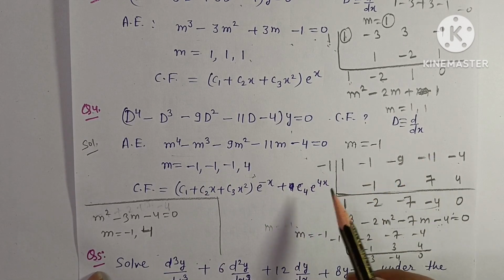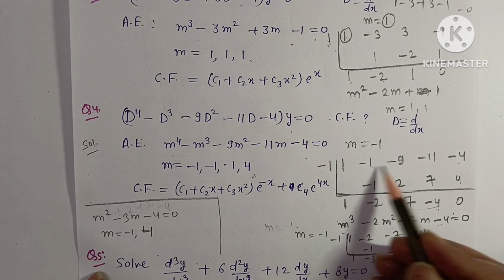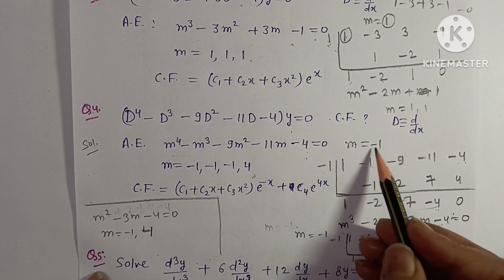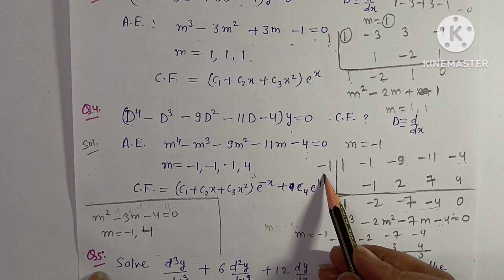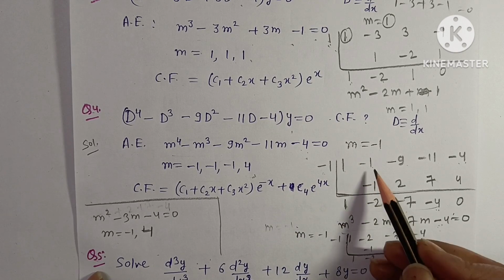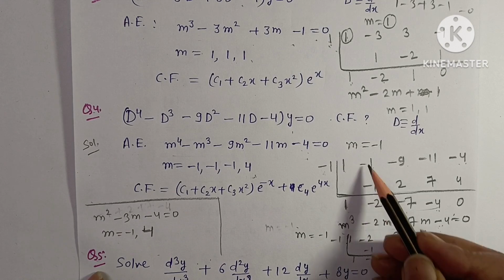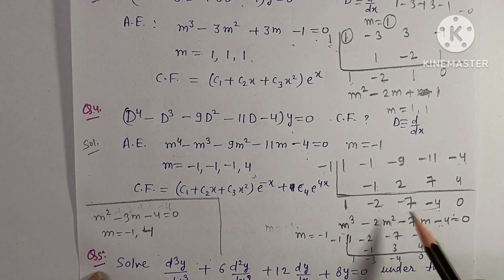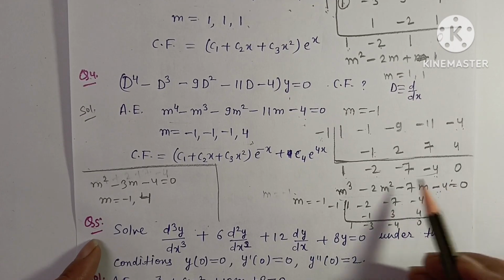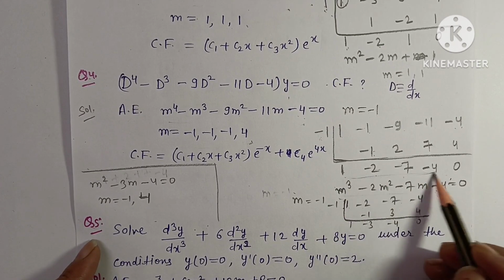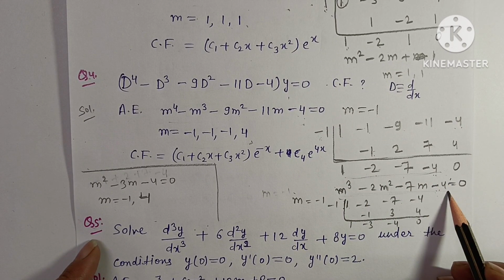Then according to that method, I have written here all the coefficients from this equation. Then minus 1 is written here outside. So 1 is as it is. Then multiplication of this minus 1 with 1 will give minus 1. By adding, you will get minus 2. And proceeding in the same way, you will get this. So accordingly, you will write this equation.